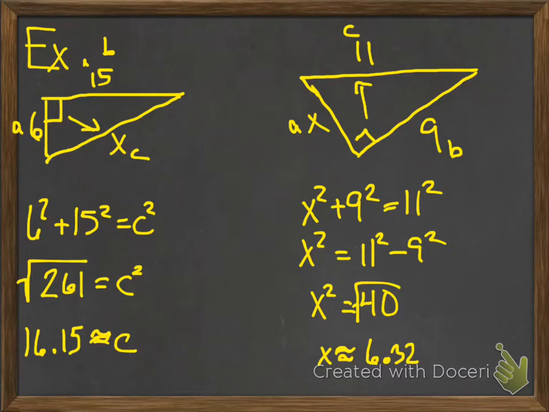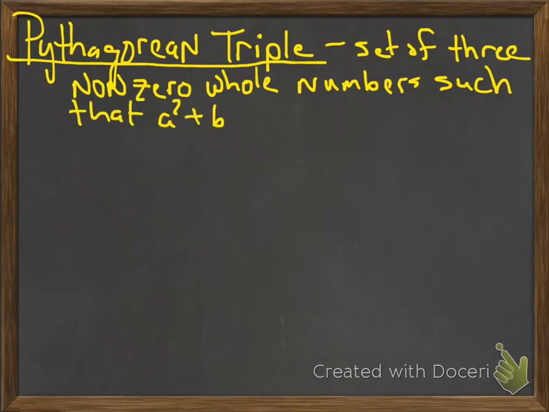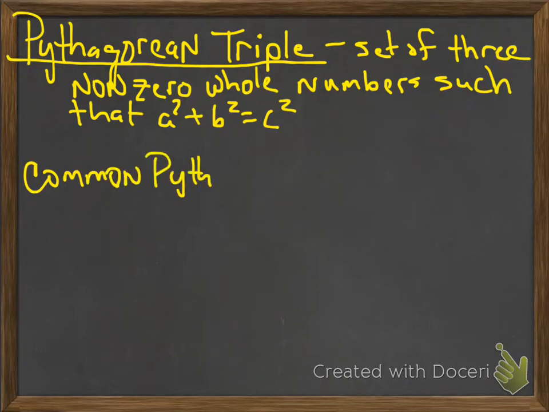Now, I do want to mention there is this thing called a Pythagorean triple. Pythagorean triples are a set of non-zero whole numbers such that a squared plus b squared is equal to c squared. In other words, there are basically no decimal answers with these. Most of the time when you do the Pythagorean theorem, you're going to get decimal answers, but there are some that work out specially.